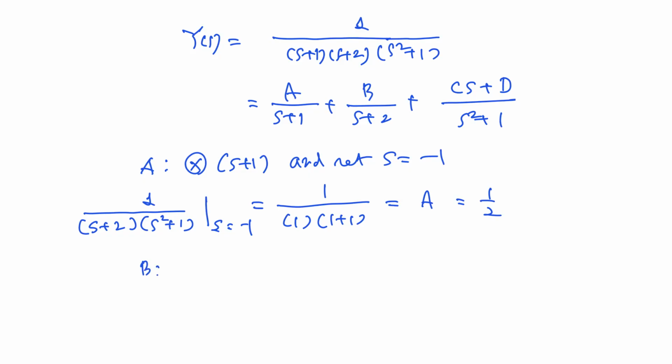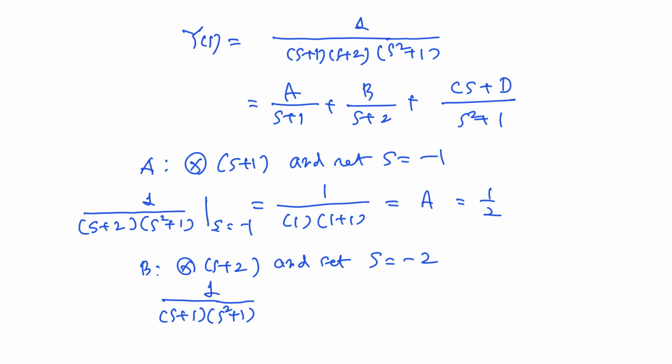For B, you multiply by s plus 2 and set s equal to minus 2, right? So we have 1 over (s plus 1)(s squared plus 1) at s equal to minus 2. s plus 1 is minus 1, and s squared plus 1 is 5, right? This is equal to B. So B is minus 1 over 5.